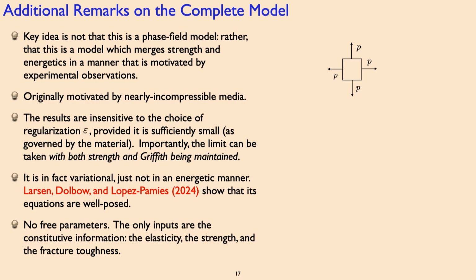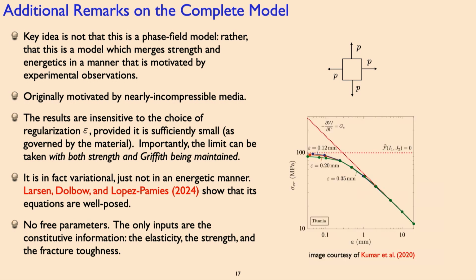The results are insensitive to the choice of the regularization epsilon, provided it is sufficiently small. Here's, again, some calculations on that single-edge notched problem, where you can see it recovers Griffith on one end and strength on the other for sufficiently small notches. And as you reduce epsilon, you get to a point where things aren't sensitive anymore to smaller epsilon, okay? Right, so provided it's sufficiently small, okay? And so importantly, the limit can be taken with both strength and Griffith being maintained.